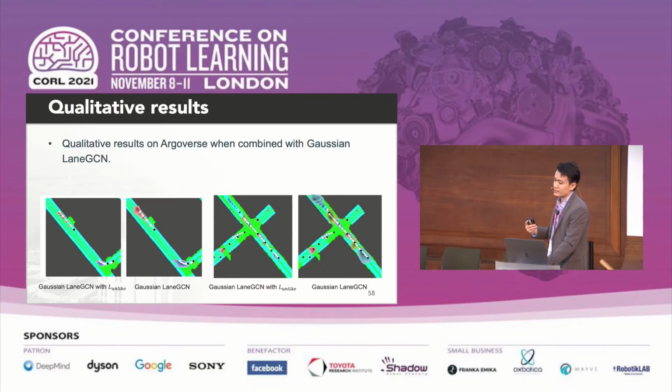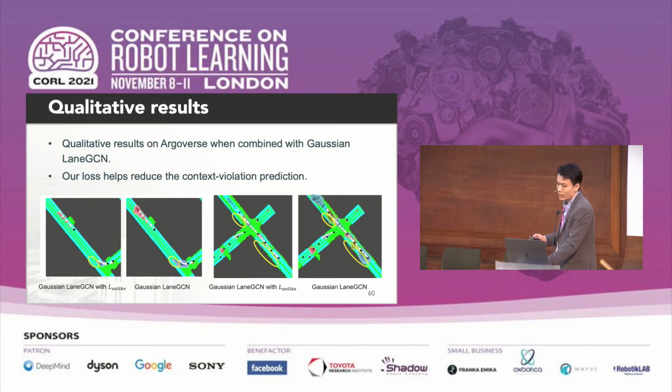Qualitative results of this experiment are shown here. You can see that the predictions without our unlikelihood loss tend to cover the lane with the opposite direction, as highlighted in the yellow circle. When our loss is activated, this violation issue is alleviated. Our loss helps to reduce the context-violating predictions also in this example, in this dataset.